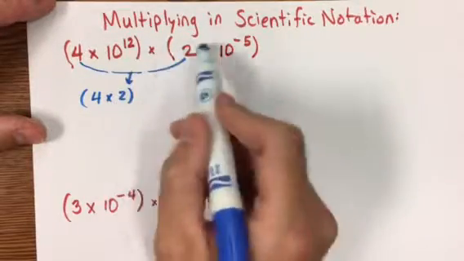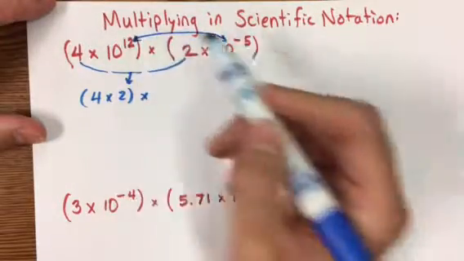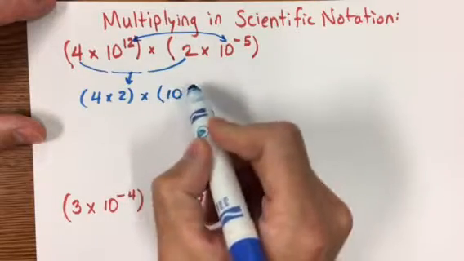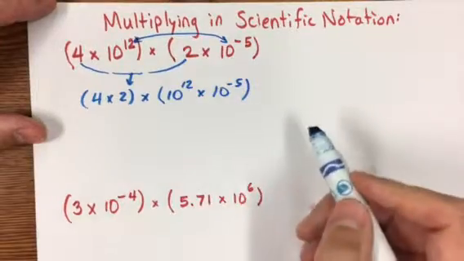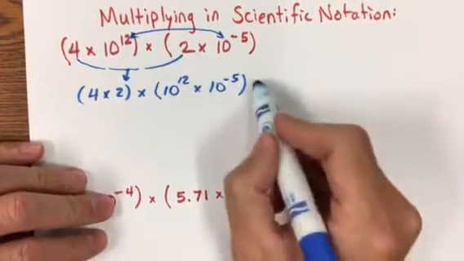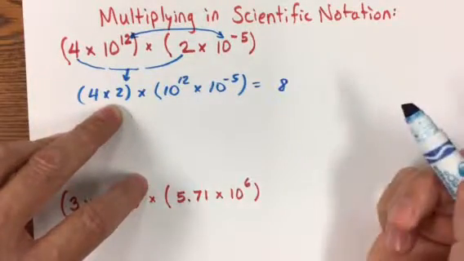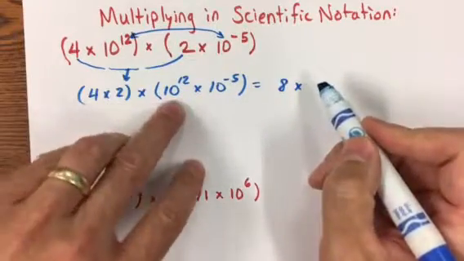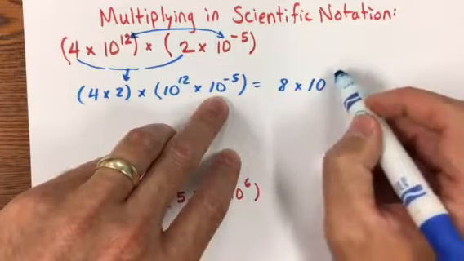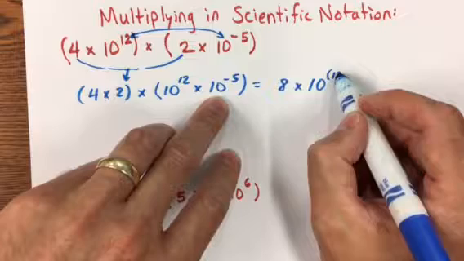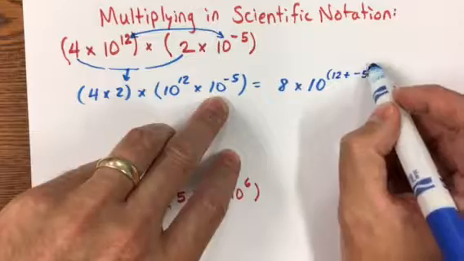And then you're going to keep your powers of 10 together, so you're just regrouping it here. So you're going to keep your powers of 10 together, and by multiplying them together, you're going to get 10 to the 12th times 10 to the negative 5th. Now, I'm going to simplify this a little bit. So that's going to be equal to 8 when I multiply the 4 times 2, and when I multiply the 10 to the 12th times 10 to the negative 5th, I'm going to add the exponents. So 10 to the 12 plus negative 5.